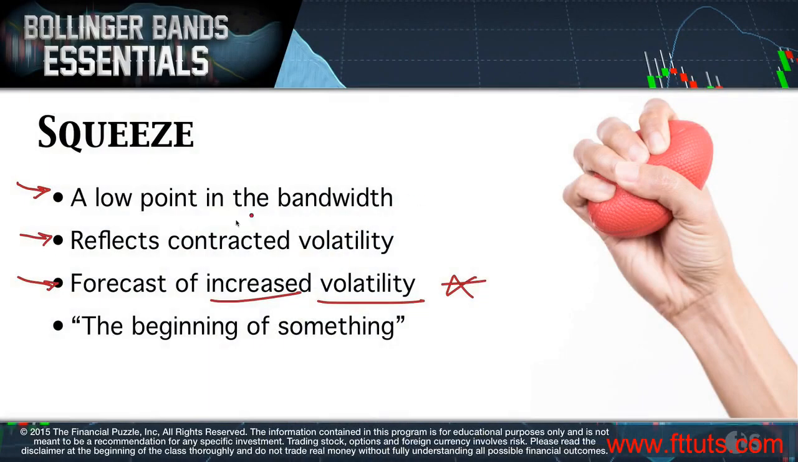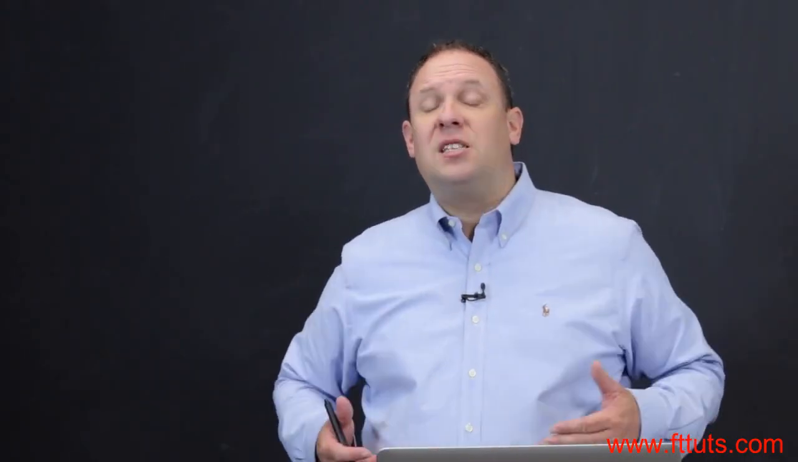Another way of looking at this is when you see a squeeze, when you see a low bandwidth, it is the beginning of something. That's a really valuable way of thinking about this. The squeeze is the beginning of something. The bulge is the end of something. And so you've got the squeeze and you've got the bulge. The squeeze, low volatility, low bandwidth, and it's the beginning of something big that's about to happen.